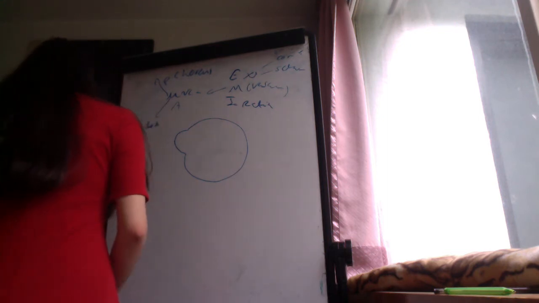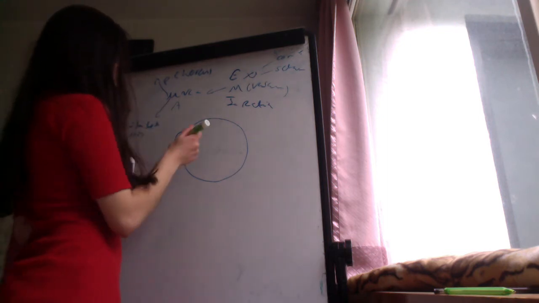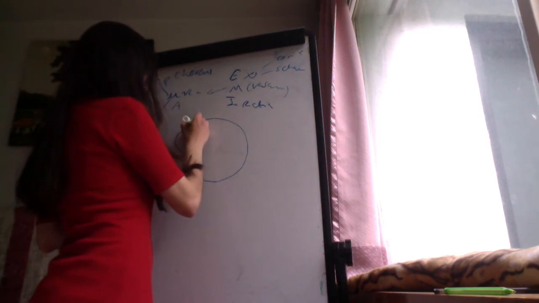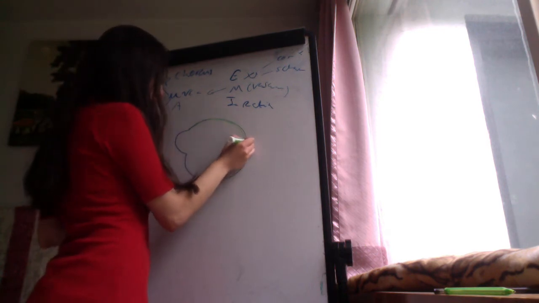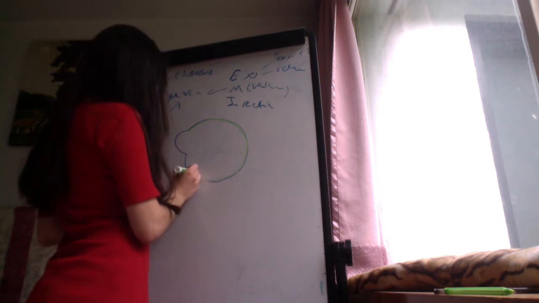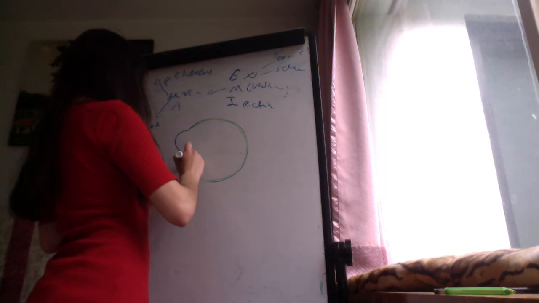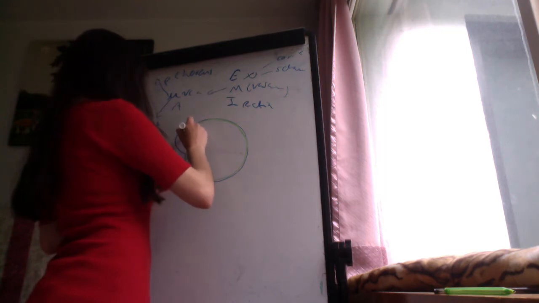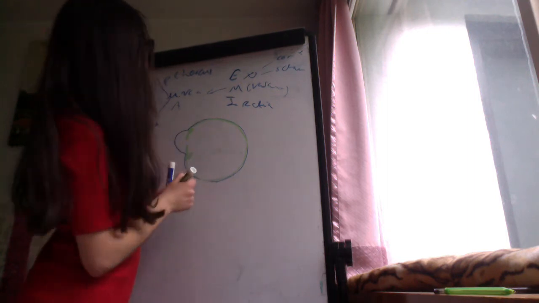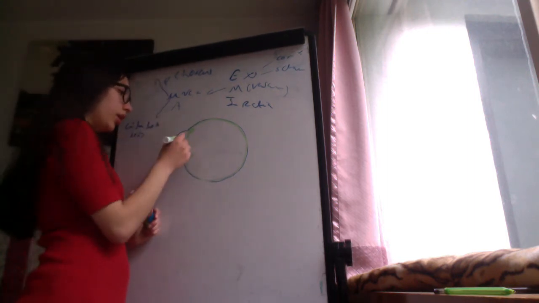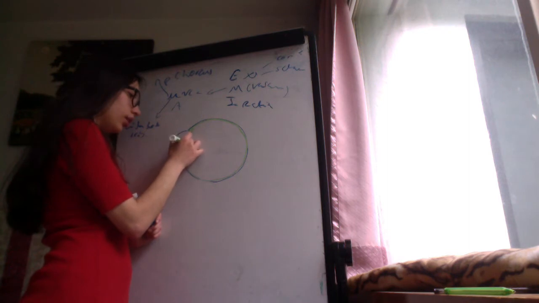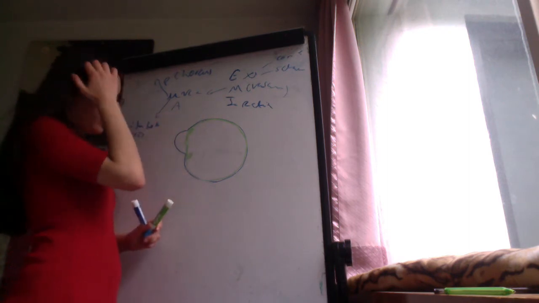So here we have the choroid, and here is continuous then with the ciliary body. Then the iris. Here the iris. Here we have the pupil. The pupil is a hole. It's just the hole between the iris.